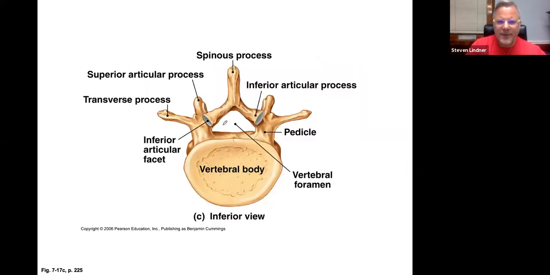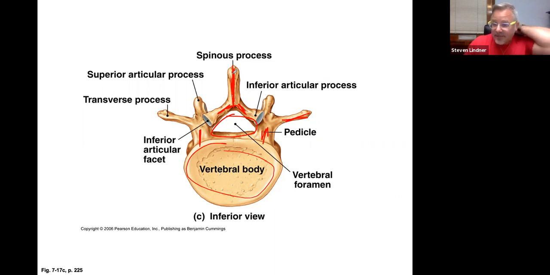In inferior view: spinous process, transverse process, vertebral foramen, vertebral body, two pairs of pedicles, lamina, lamina. The laminas fuse, and when they fuse, it forms the spinous process. If the laminae don't come together, the spinous process never fuses, and you get a spina bifida. It just never closes.